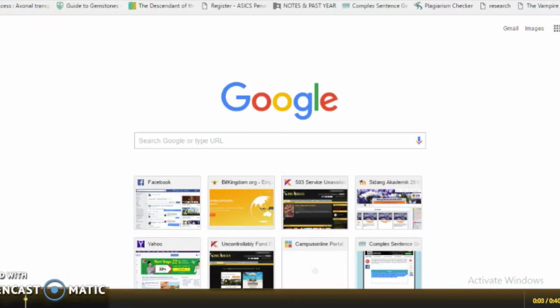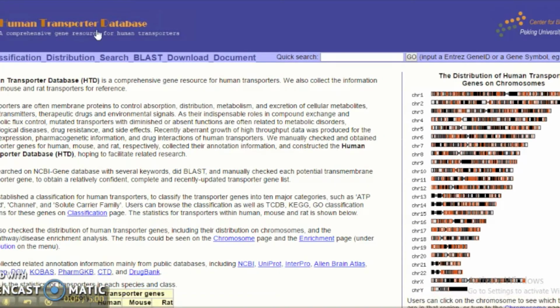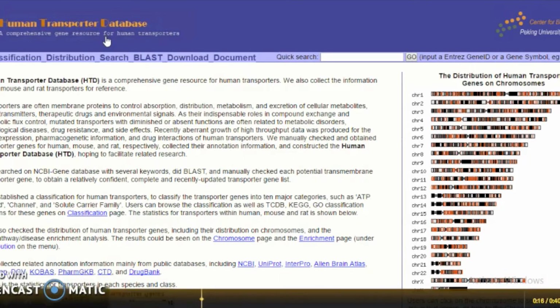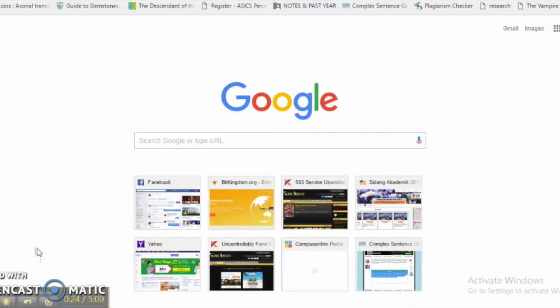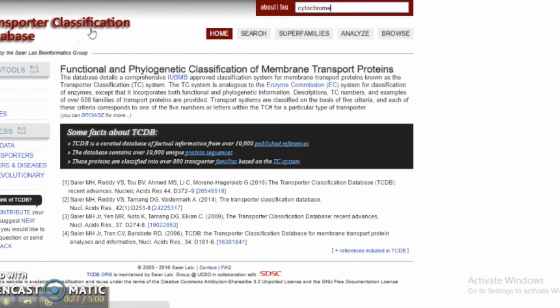Alright, next I will talk about the second database, which is the human transporter database. It has all the comprehensive resources for human transporters. As we all know, transporters are very important proteins to control the pharmacokinetic process of cellular metabolites. The third database is the transporter classification database. It incorporates both functional and phylogenetic classification of the various transport processes. It contains more than 10,000 unique protein sequences.